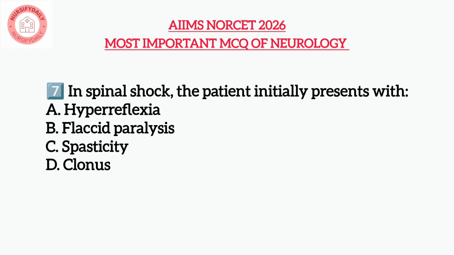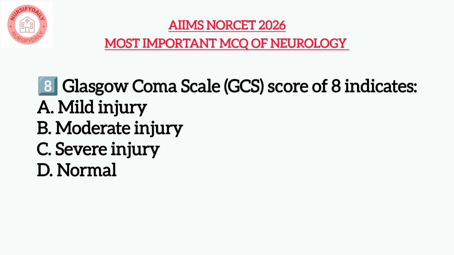In spinal shock, the patient initially presents with A. Hyperreflexia, B. Flaccid paralysis, C. Spasticity, D. Clonus. Glasgow Coma Scale score of 8 indicates A. Mild injury, B. Moderate injury, C. Severe injury, D. Normal.